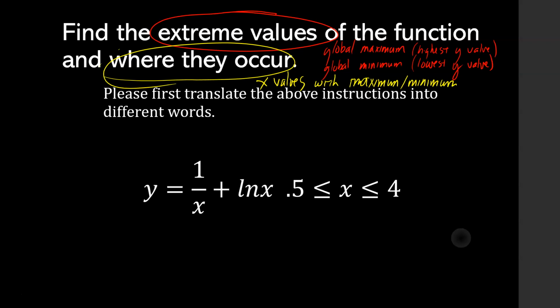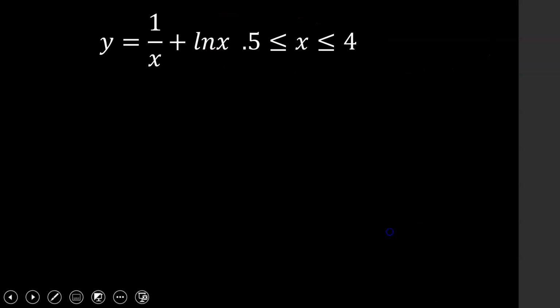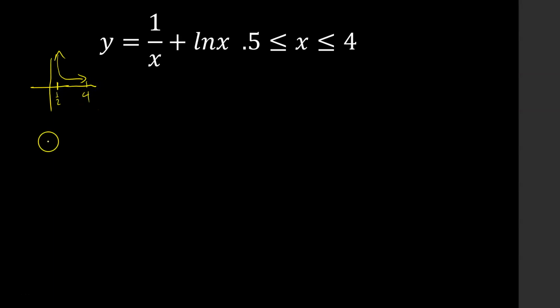So I thought ahead this time and made more room for me to work. Now, I'm not exactly sure what 1 over x plus natural log of x looks like, but I know 1 over x is continuous from 1/2 to 4, for sure, and natural log of x is also continuous from 1/2 to 4, which means 1 over x plus natural log of x, the whole thing, is also continuous from 1/2 to 4.